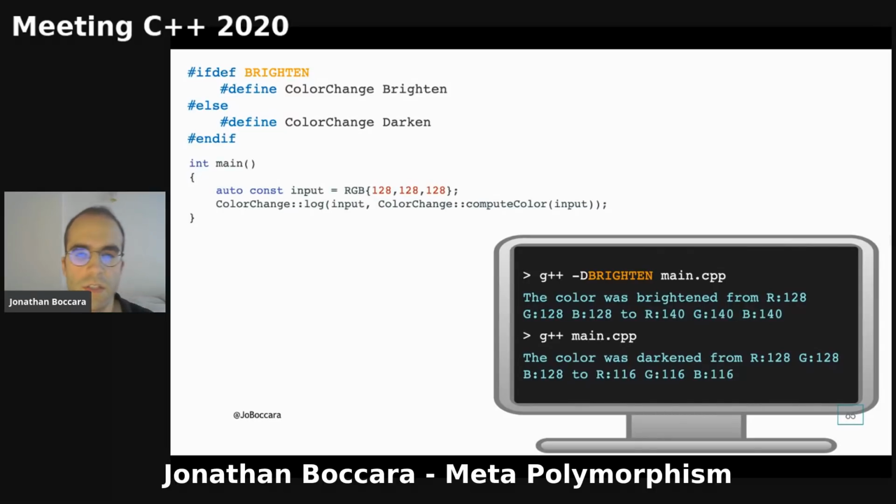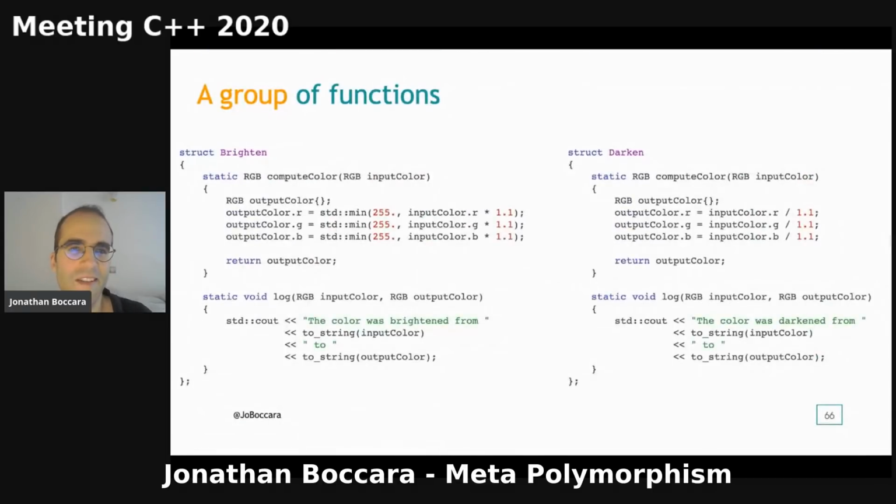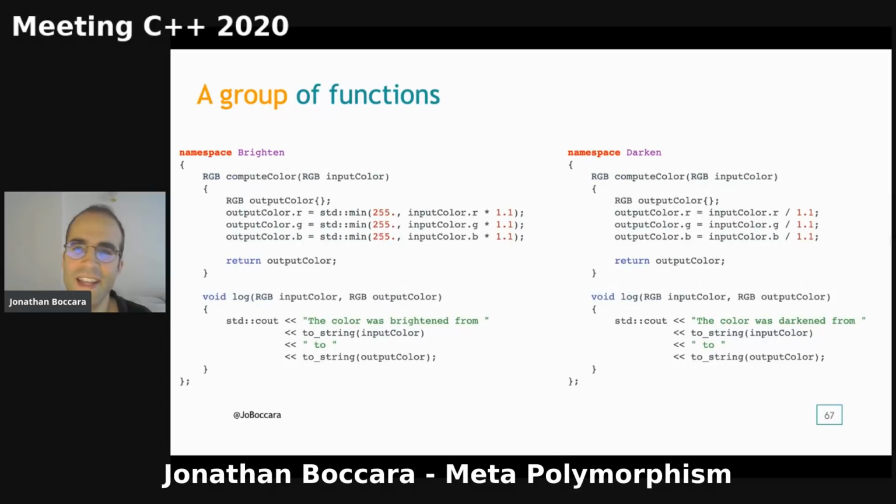So color change here could be brighten or darken, and color change compute color would be calling a static function inside of color change to compute the color, and same thing for the log. Now, an interesting thing with macros here is that we could also have that in a namespace, which is nice, right? Because when you want to group functions, the most natural way in C++ is to use a namespace rather than a struct, right?